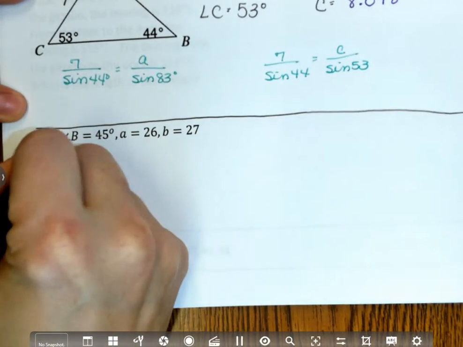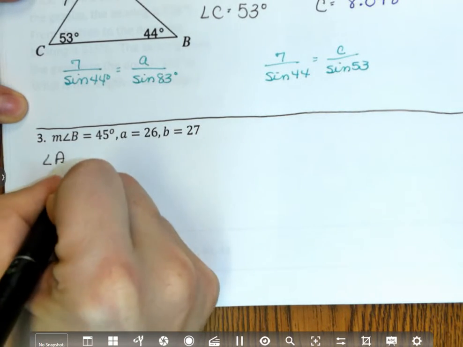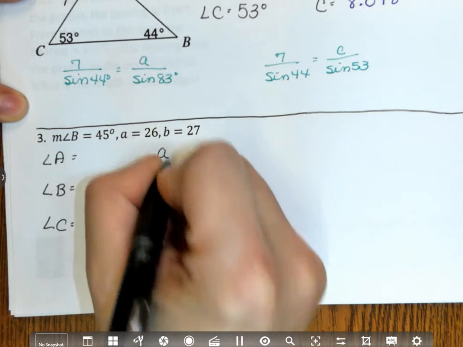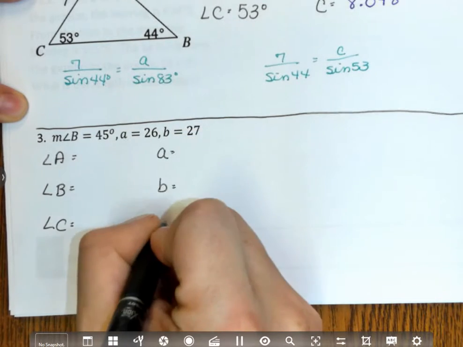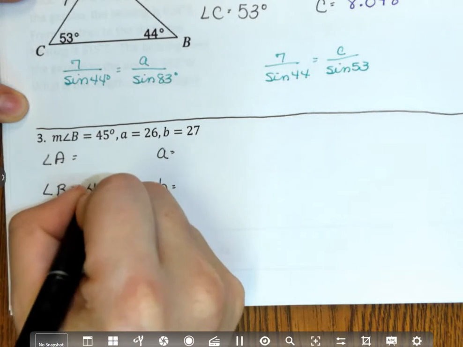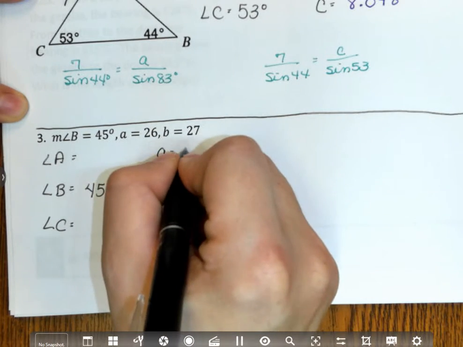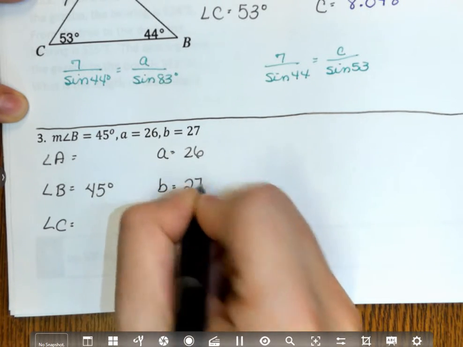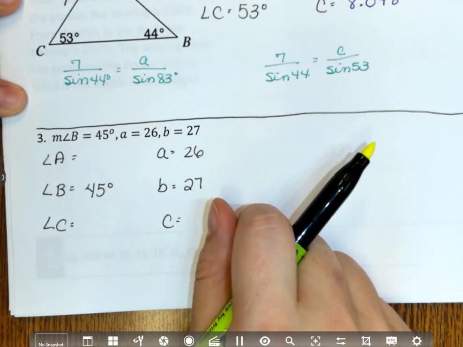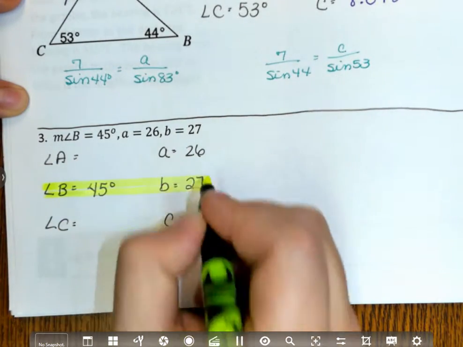So for this one, this is a little bit different. Why is this one different? Yeah, they only gave us one angle. Okay, so what I have is B is 45. Don't think it's a 45, 45, 90. It's not. A is 26 and B is 27. So just as before, do we have an angle side pair? Yeah.